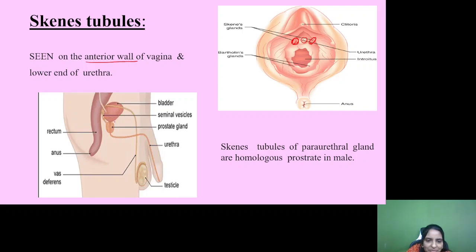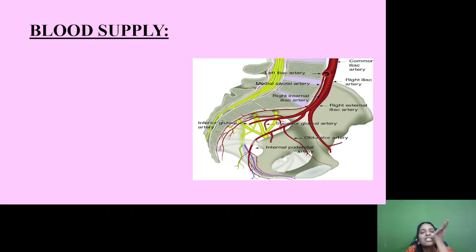See, this is the bladder. In the male also, this is the prostate. So the Skene's glands are homologous to the prostate in males. Just to remember, similar to other organs, the Skene's glands are similar to the prostate gland of the male. Only 2 points: where it is located, and what it is homologous to. That is important.